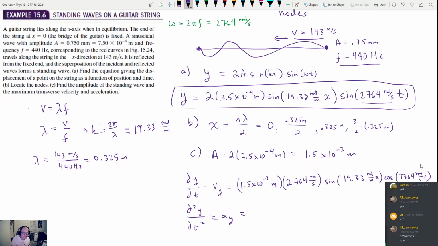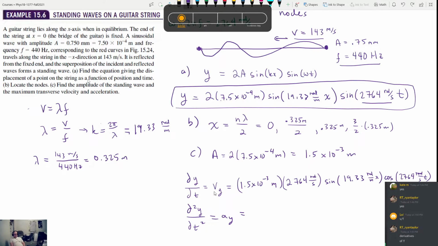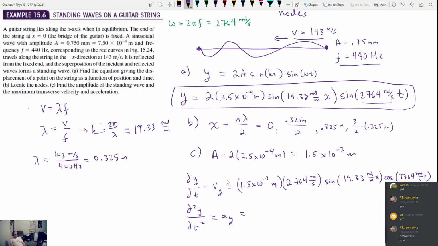Oh, you know what? Actually, all we have to find is the maximum value, right? So I should be more clear about what we have to do here. This is Vy as a function of x and t, right? But to get Vy max, all we have to do is just look at the part in the front right here. So this is just going to be equal to 2 times the amplitude that was given, multiplied by omega. And then to get ay, the maximum acceleration in the y direction, this one's going to be equal to 2a omega squared. Because every time you take a derivative, you get that omega out. And since the maximum value of the sine is 1, and the maximum value of the cosine is 1, the maximum value of the function is just going to be the thing that's out here in front.